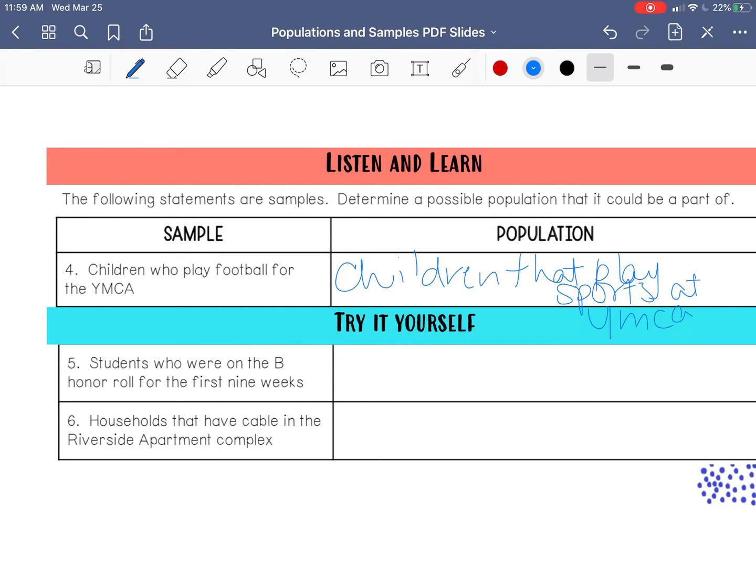Please look at number 5 and 6. You're going to pause it and think for yourself, when given these two samples, what could those be smaller parts of? What populations could those be? So push pause and then we'll fill those in together. Okay, for number 5, students who were on the B honor roll for the first 9 weeks would be a smaller subset of, say, all students at the school.